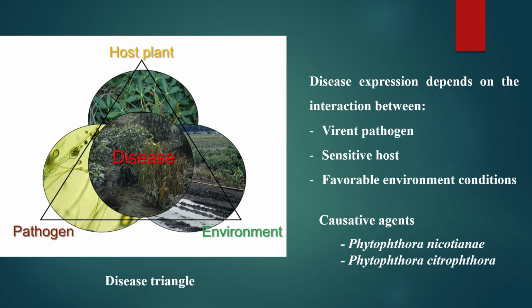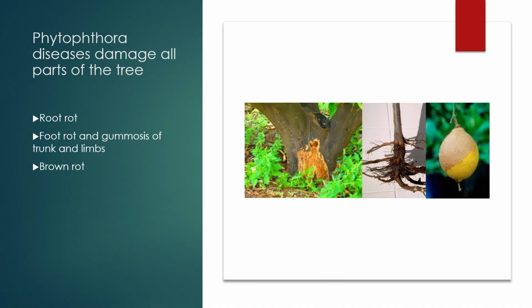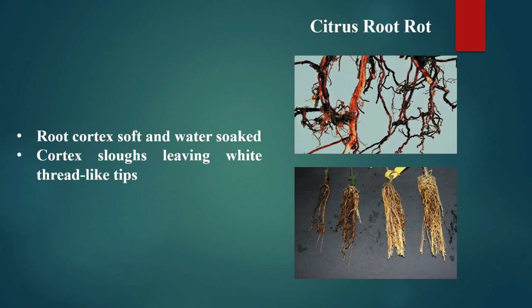In the case of citrus, the most common Phytophthora species responsible for several infections are Phytophthora citrophthora and Phytophthora nicotianae. Those Phytophthora species can infect almost every part of the citrus tree, including the roots, the trunk, the limbs, and fruits, leading to significant crop damage and decline.